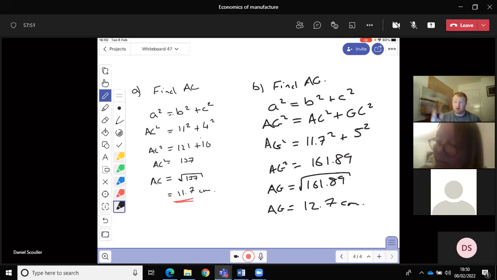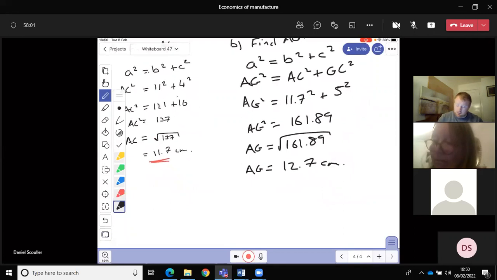Just be aware that the question might ask for either significant figures or decimal places, so be comfortable with the difference. If it was 2 significant figures, your answer would be 12. If it was 2 decimal places, your answer would be 12.72. So just be careful with the wording, significant figures and decimal places. It's an easy one to mix up.